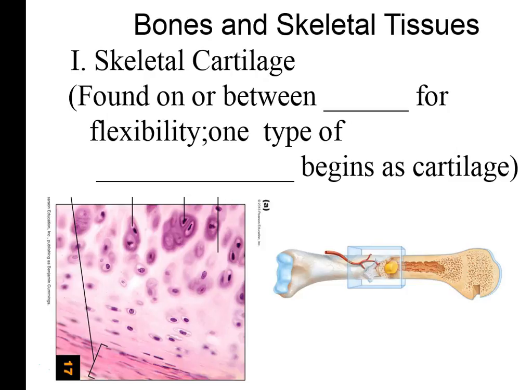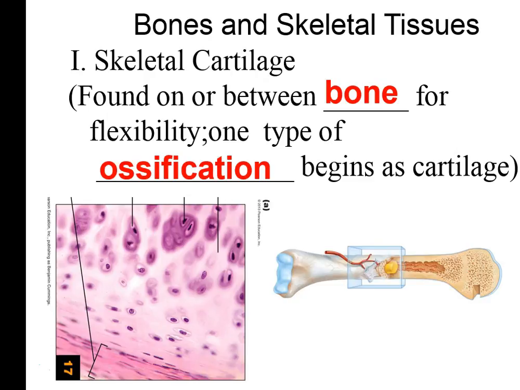Cartilage is sometimes laid down in the embryo for bone to form over. So it's important for us to look at some of these other tissues as well as the bones. So we'll start out our lecture with skeletal cartilage. So skeletal cartilage is found on or between bones for flexibility. One type of ossification or bone production actually begins with cartilage.